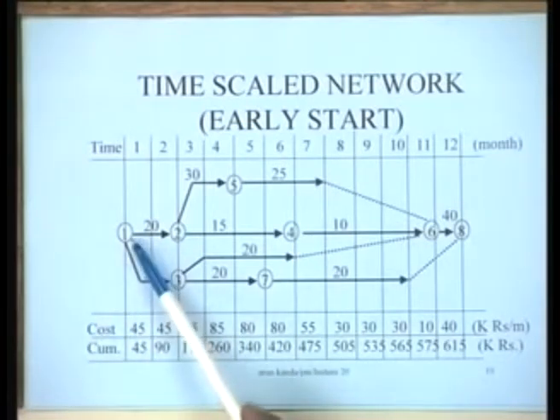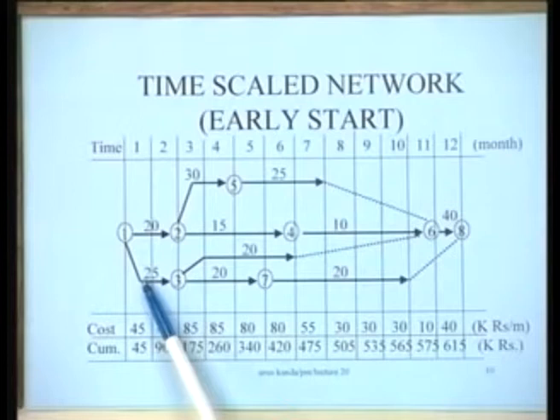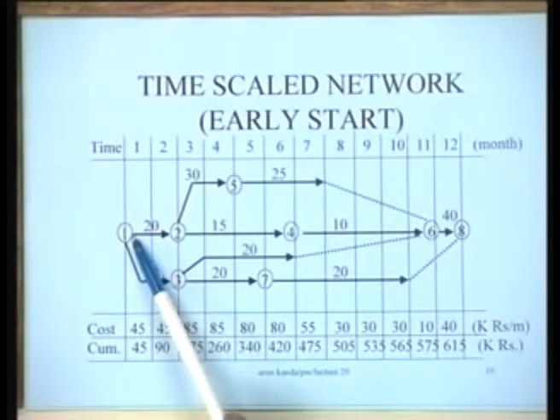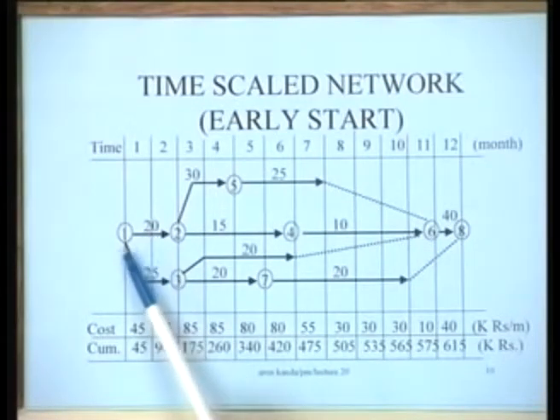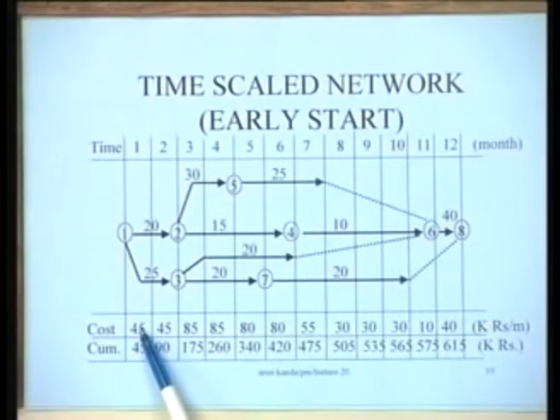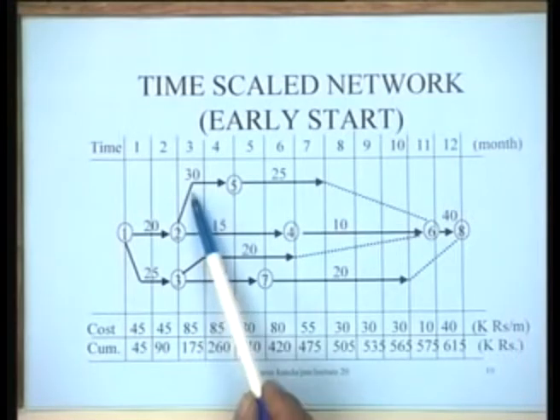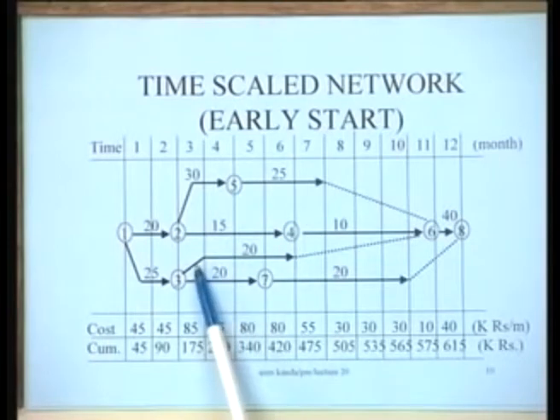For instance, in the first period, as you see, these two activities 1, 2 and 1, 3 are actually active, they are going on, and the expenditure here is 20,000 rupees per month and 25,000 rupees per month. So the total expenditure here is 20 plus 25, which is 45,000 in this period. Similarly 45 in this period. In this particular period 1, 2, 3, 4 activities are active. So 30 plus 15 plus 20 plus 20 is 85.